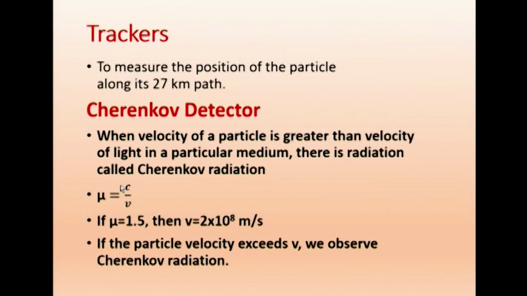Now suppose our radiation, like this proton that comes out, has a velocity more than the velocity of light in that medium, then we get a radiation called Cherenkov radiation. So mu equal to c by v, that is the refractive index. If mu equals 1.5, then v will be 2 into 10 power 8. If the particle exceeds this velocity, we get Cherenkov radiation. They were able to observe Cherenkov radiation in the LHC experiments.